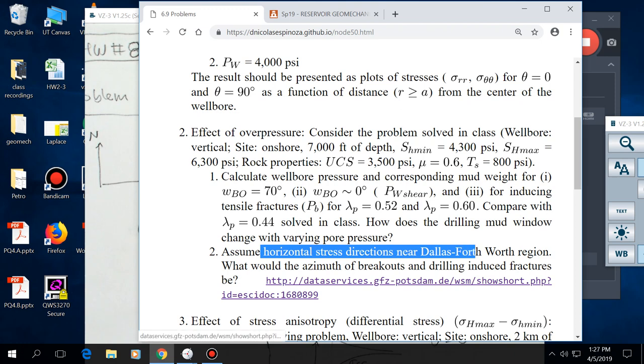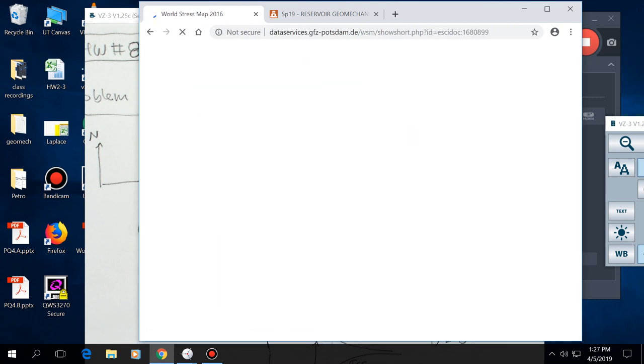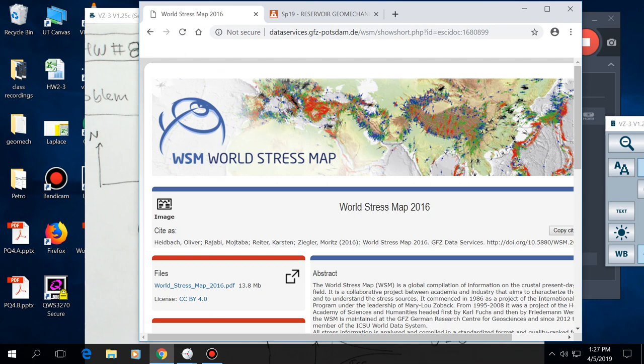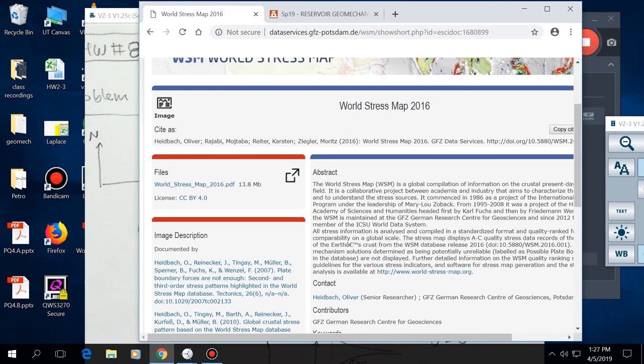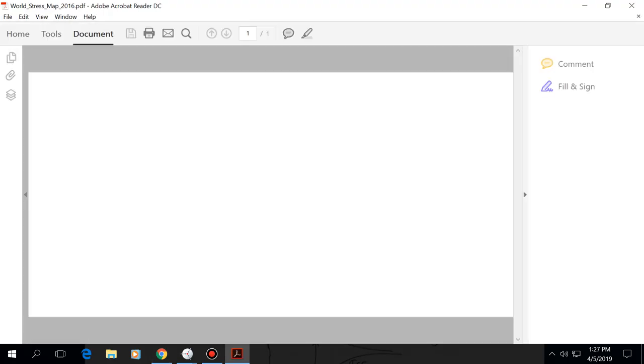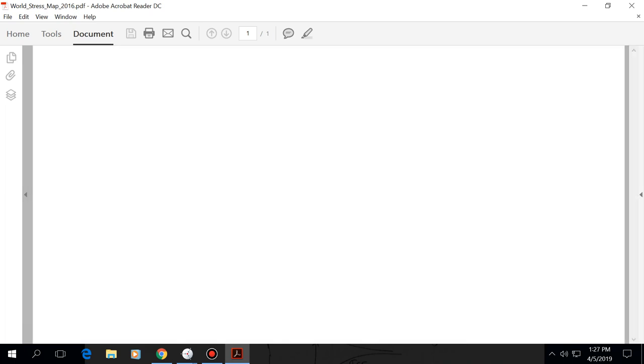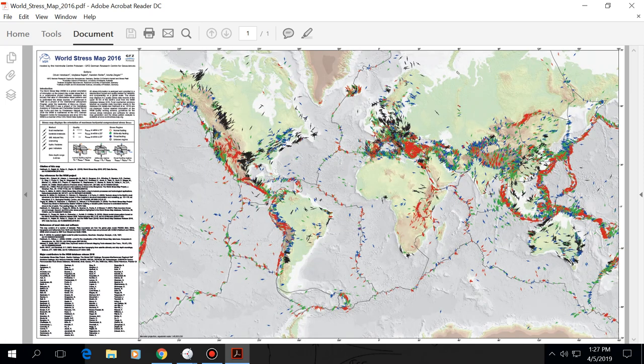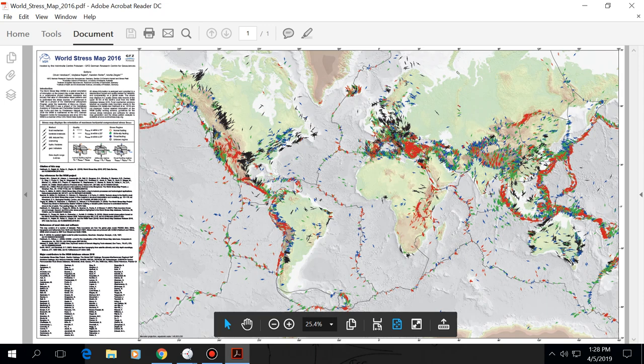The lines? You mean the maps? Those lines are the directions of maximum principal stress. That map is this map, and all those lines mean direction of maximum principal stress. Yeah, to cross reference to find the Dallas Fort Worth area.